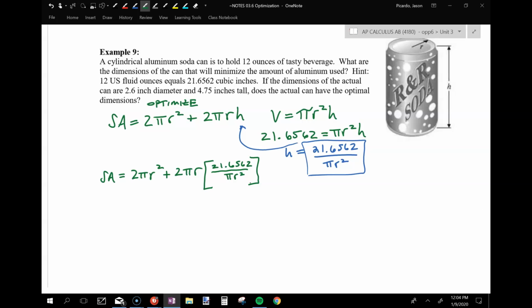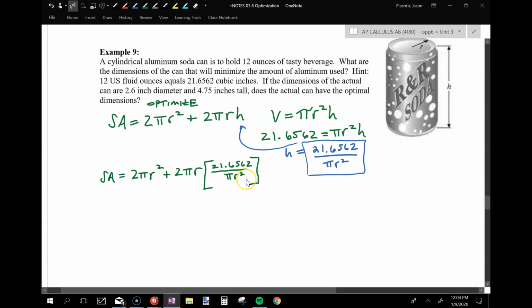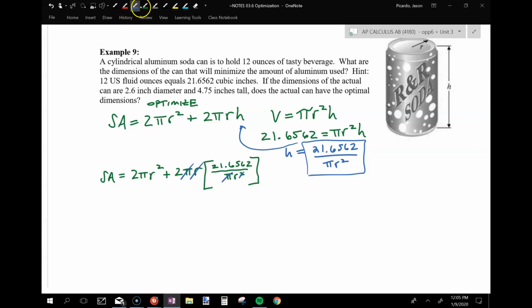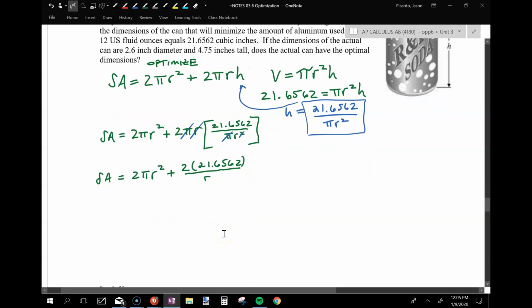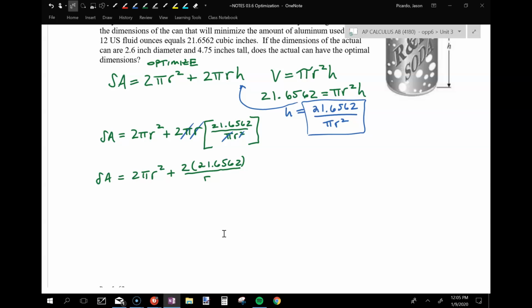I can actually make that look a little bit nicer, right? Because what's going to happen here? Pi and pi r and the squared. So surface area is that. I'll stop there because it's going to take us a little bit longer to finish this one up. So we'll stop there.